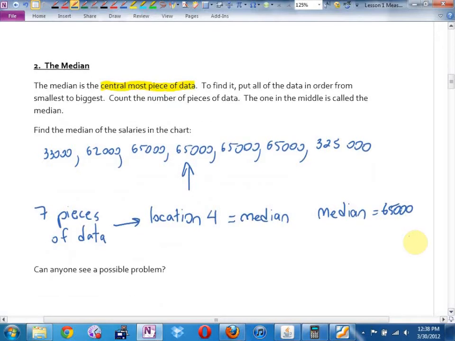Can anyone see a possible problem? Okay, if there's an even amount of data, if there were 8 objects, you know what you do? You find the 4th one and the 5th one, and you take the average of those 2. Halfway between those 2. We're going to write that down. But yes, we'll have to adjust that. Odd number, find the dead center one. Even number, go halfway and take the average between those 2.